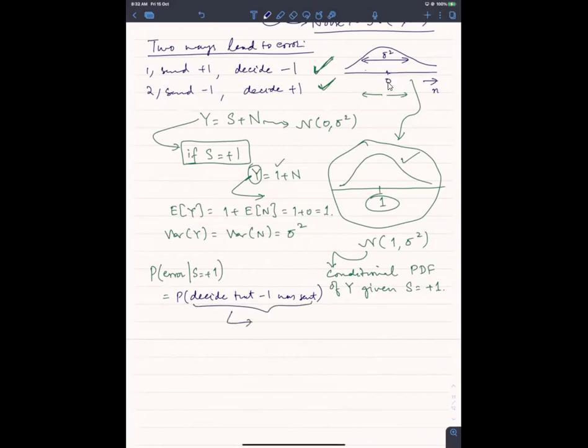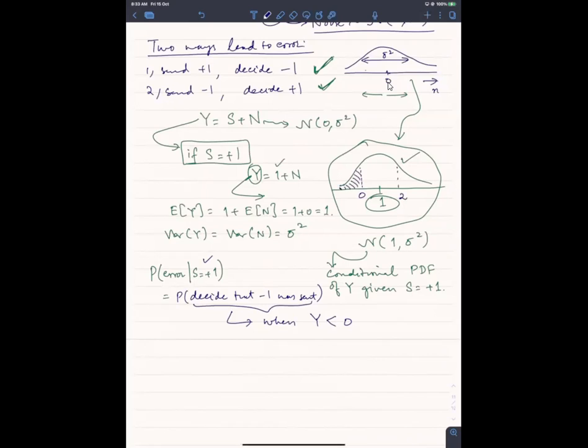You decide that -1 was sent when y is less than 0. And this is the distribution of y. This is the conditional distribution of y given s is equal to +1. So यहाँ पे कहीं 0 आएगा, यहाँ पे कहीं 2 आएगा. So this is the probability of error.